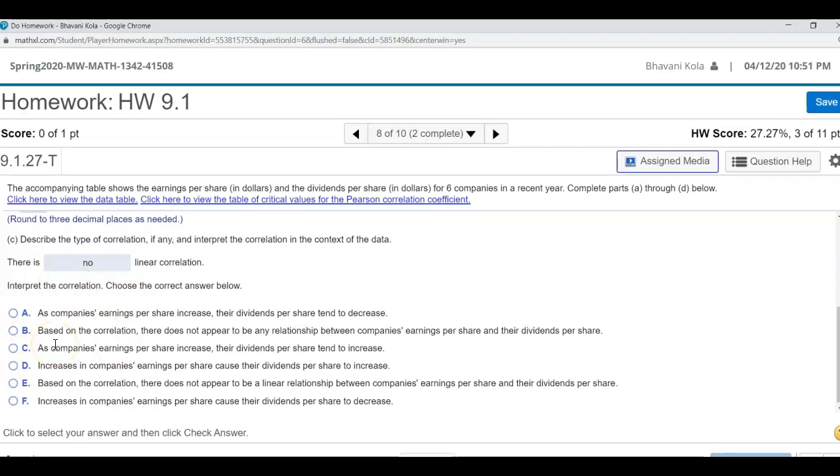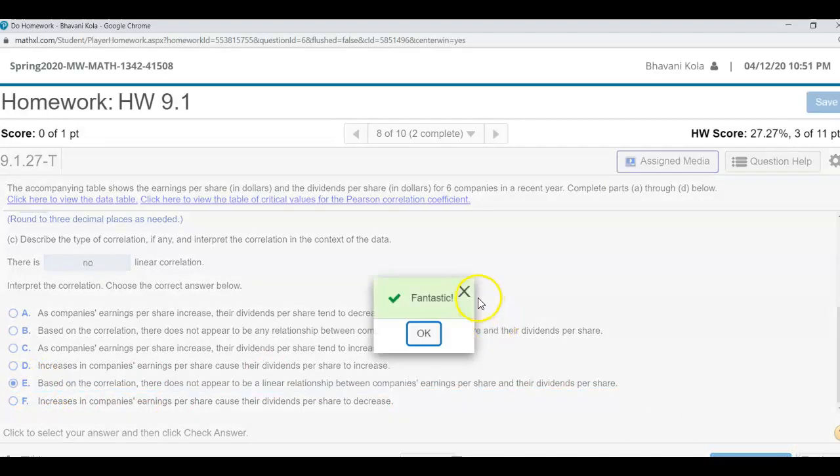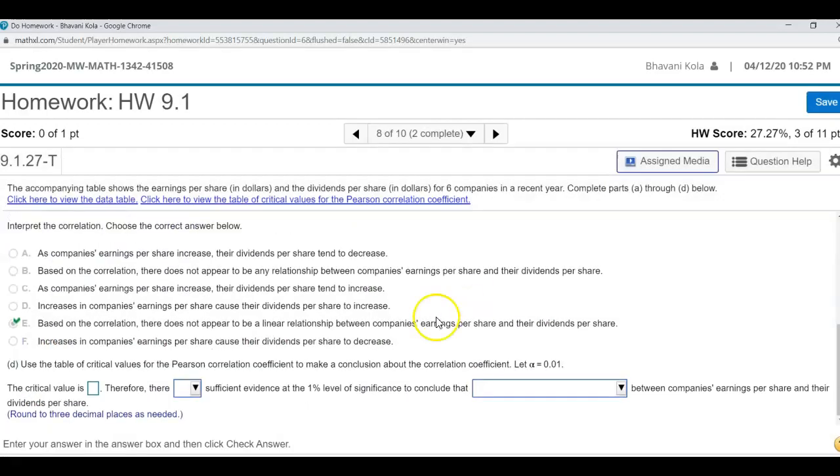As company earnings per share increase, the dividends tend to increase. That's not what we saw. Based on the correlation, there does not appear to be a linear relationship between the company's earnings per share and the dividend. So that's what I'm going to check, because there is no linear correlation. And now the next step is to go ahead and calculate my critical value.